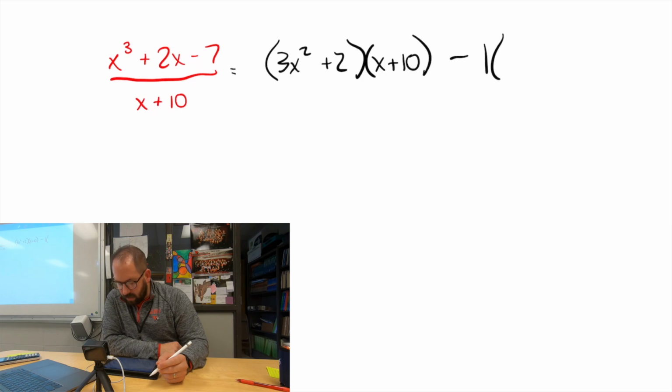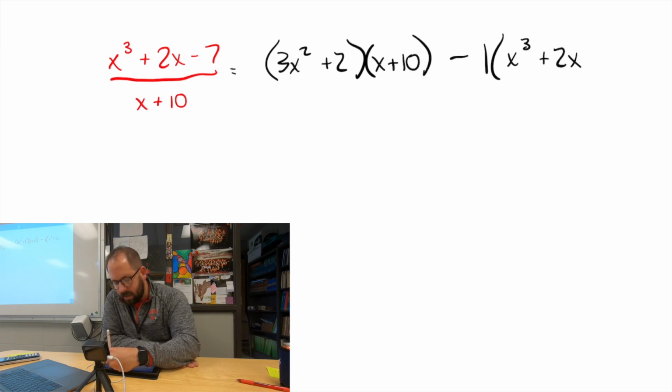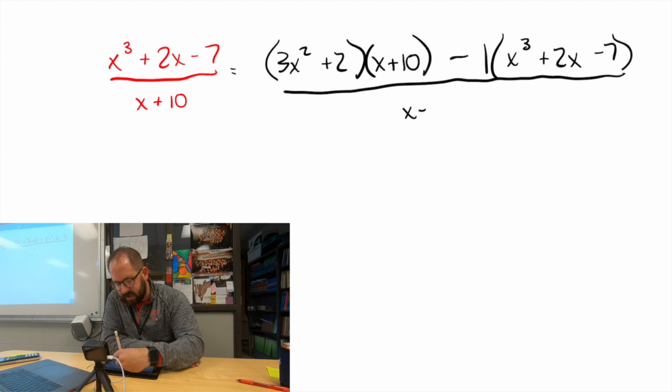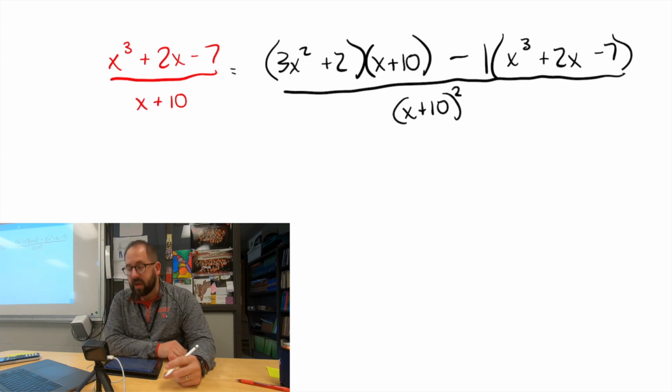So we got the derivative of the bottom. Now we take that times the numerator, which is this. And then that's all over the denominator squared, so x plus 10 squared. Okay, so there's your problem.